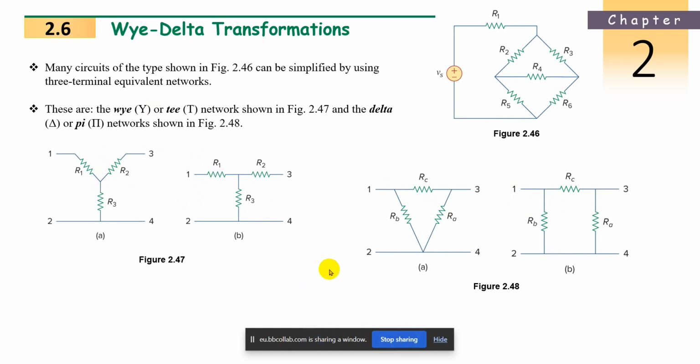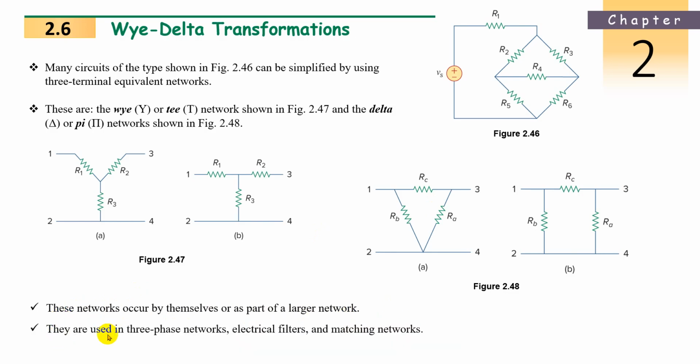So these are the two types of networks. Now we have to study how to transform these two networks. These networks occur by themselves or as part of a larger network. They are used in three-phase networks, electrical filters and matching networks. So we have three different applications. We will study those in future subjects or chapters: what three-phase networks are, and what electrical filters and matching networks are.